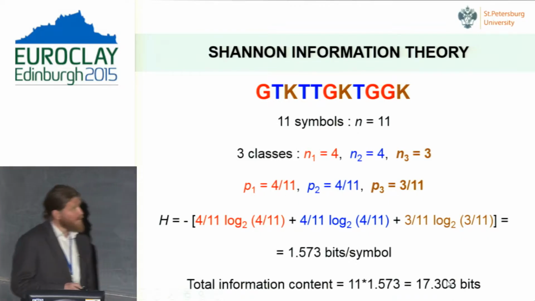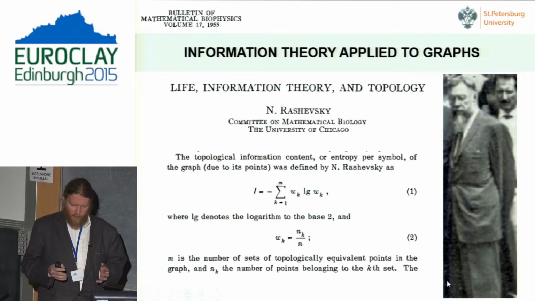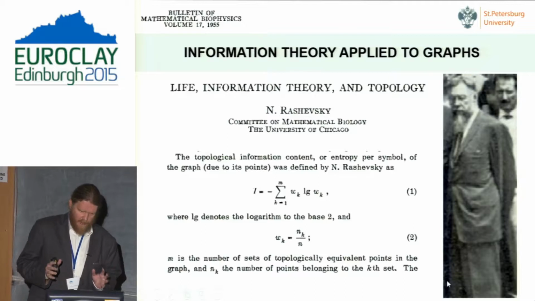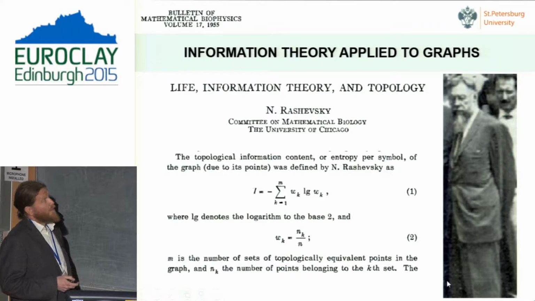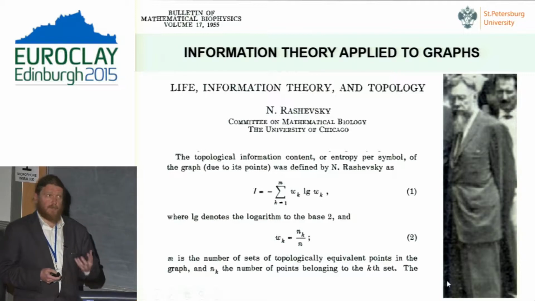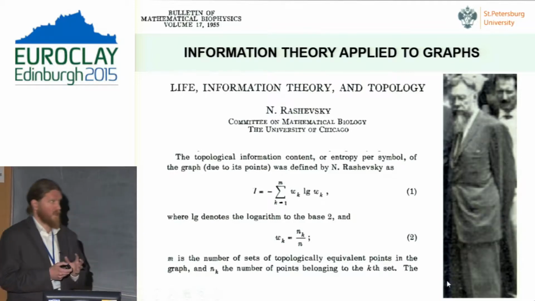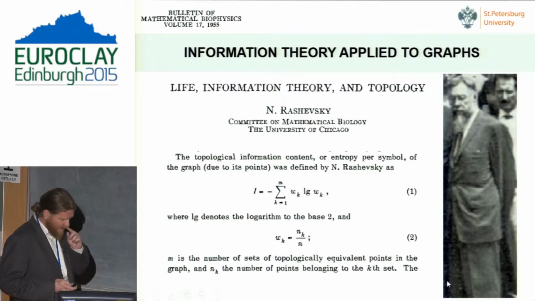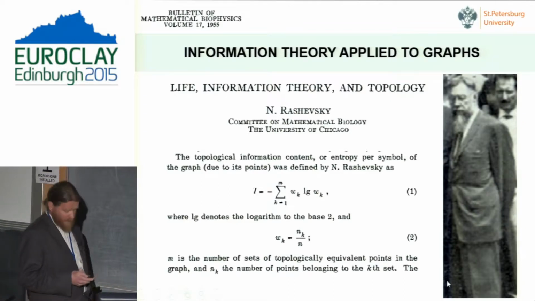And how can we apply this idea, this Shannon formula, to spatial structures, the discrete structures which exist in space? Crystals are discrete structures which exist in three-dimensional space. Probably the first one who applied Shannon information theory to describe the information amount contained in topological structures, for example in some graph, was Nicholas Rashevsky, one of those scientists who left Russia after the Bolshevik Revolution, and he worked at the University of Chicago.